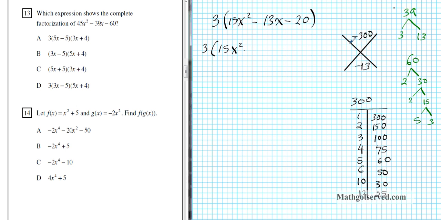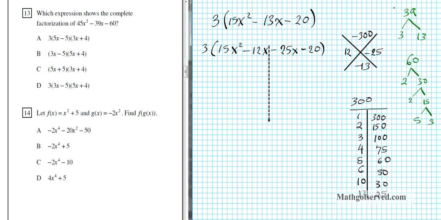Now let's put that here. We have 12 and 25. Since the sum is negative, the bigger number has to be minus. So minus 12x minus 25x minus 20. Okay? So break it down to center or factor by grouping.